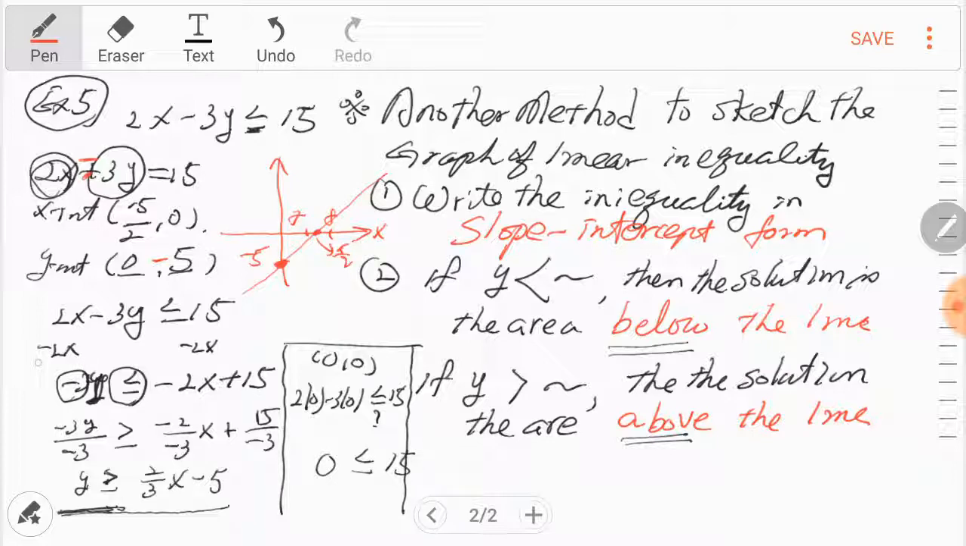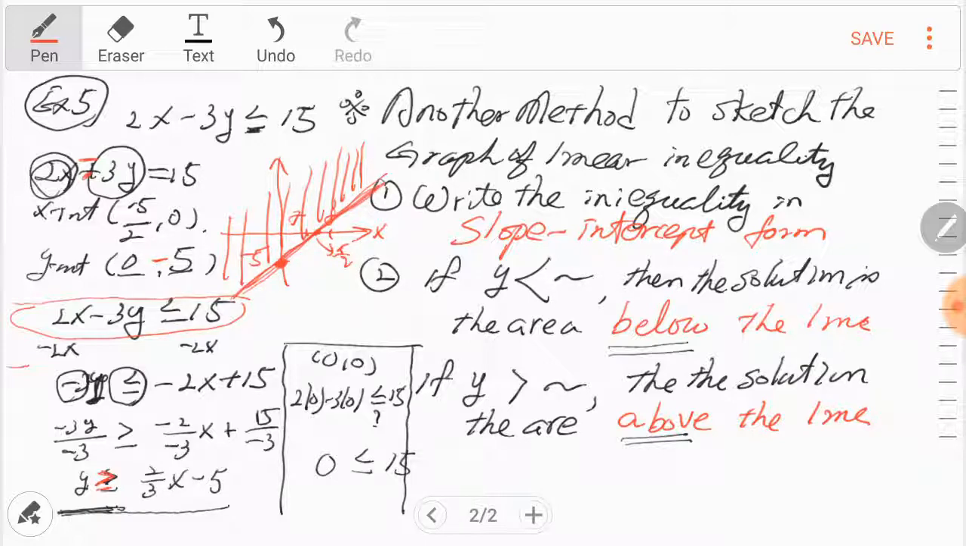Okay, this one is correct. I correctly copied the question. So from this one, rewrite the inequality in slope-intercept form. Then y is greater than or equal to. So since y is greater than, we will select the area above the line, like this. So the graph is above the line, including this solid line.